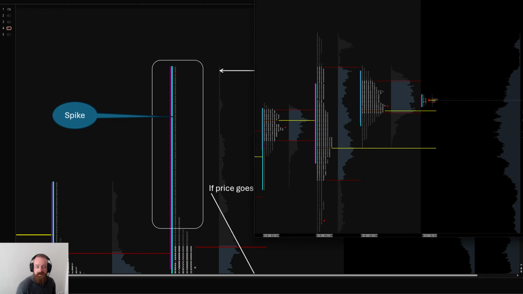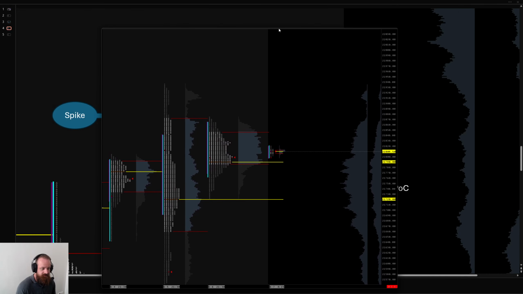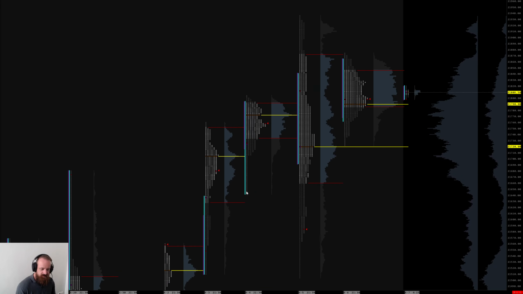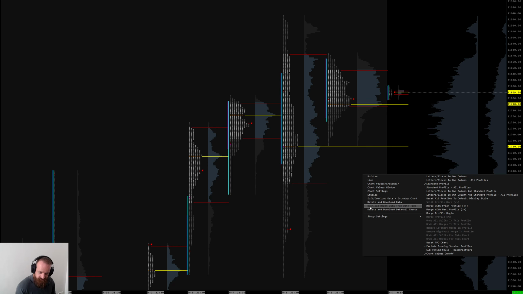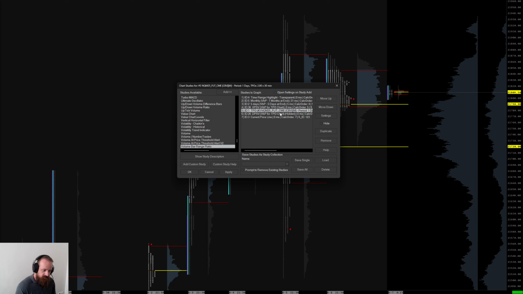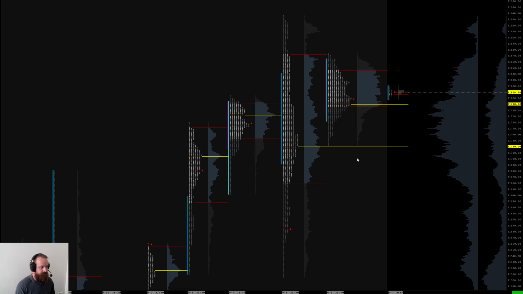Now, if you would like to have kind of a view of what I have over here, basically it's very simple to build. But if you guys want, I can go into way more detail on how to build your own TPO chart, how to build your own footprint chart, etc. in Sierra Chart.